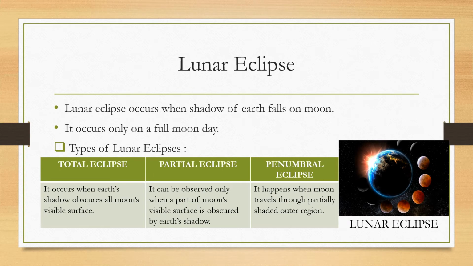Now our topic is the lunar eclipse. A lunar eclipse occurs when the shadow of the earth falls on the moon. It occurs only on a full moon day. Now we are going to learn about the types of lunar eclipses. There are three types of lunar eclipses. They are total eclipse, partial eclipse and penumbral eclipse. A total eclipse occurs when the Earth's shadow obscures all of the moon's visible surface. A partial eclipse can be observed when only a part of the moon's visible surface is obscured by the Earth's shadow. A penumbral eclipse happens when the moon travels through the partially shaded outer region.